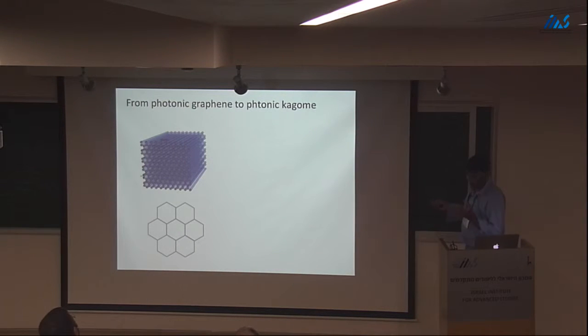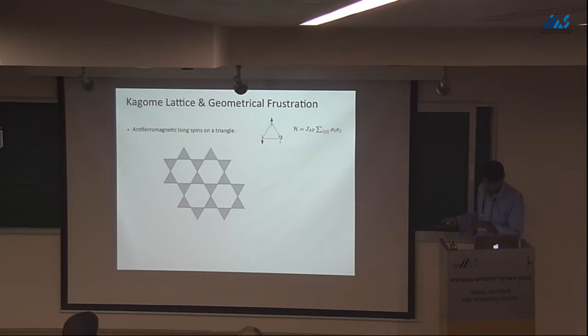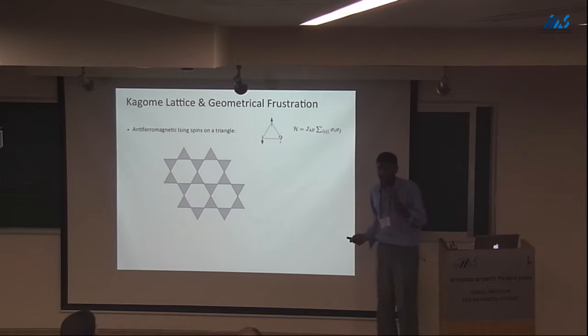Now people have been able to make photonic graphene experimentally, so the next question is, can they make a photonic Kagome lattice? That's what we are suggesting, and this is how you will make it: by adjusting some of these beams in this fashion, you get the Kagome structure. So let me spend a few minutes on Kagome, and why Kagome is so interesting.